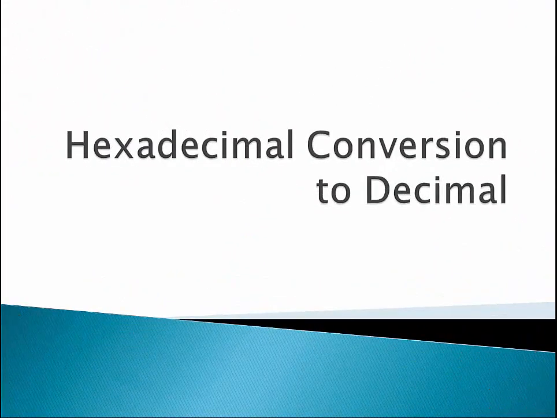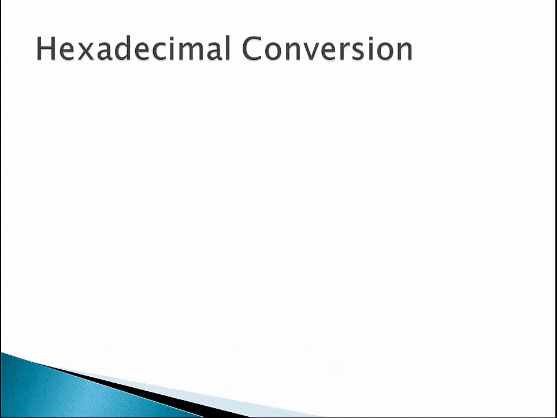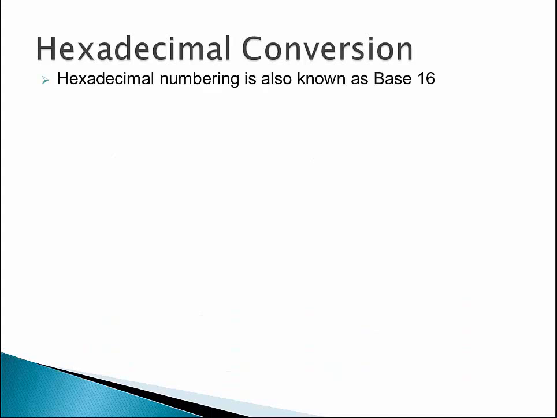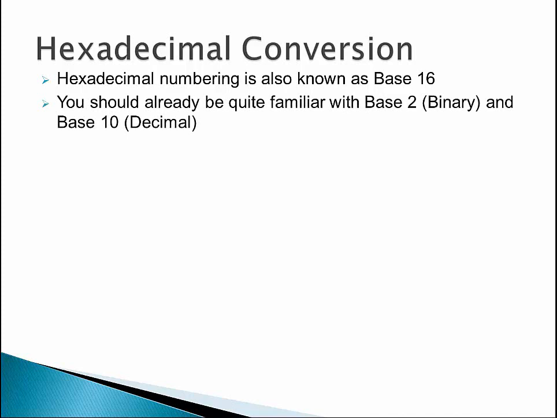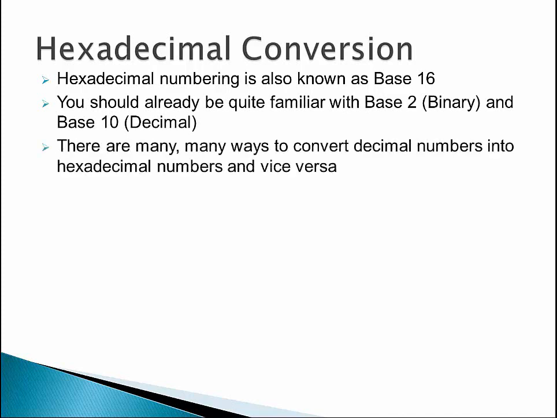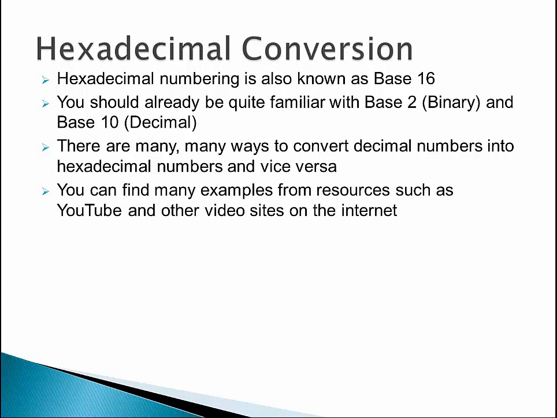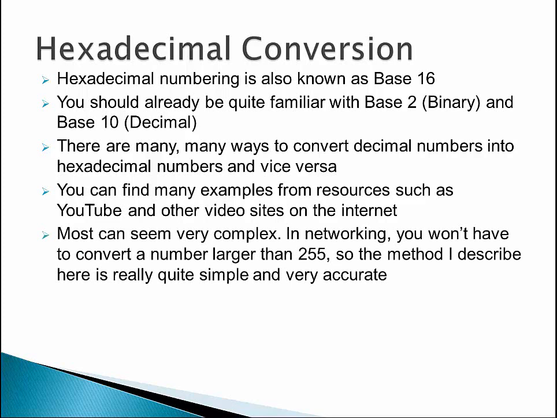In this video, we will cover hexadecimal conversion to decimal. Hexadecimal numbering is also known as base 16. You should already be quite familiar with base 2, binary, and base 10, decimal. There are many ways to convert decimal numbers into hexadecimal numbers and vice versa. You can find many examples from resources such as YouTube and other video sites on the internet. Most can seem very complex.